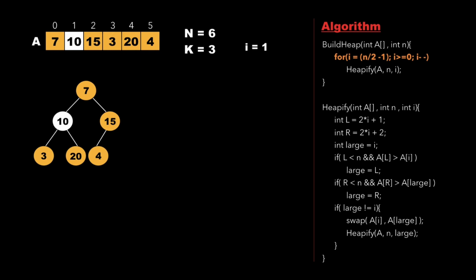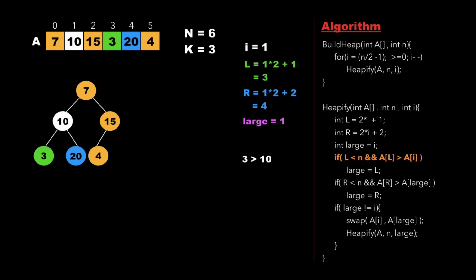And again we decrement the value of i. So now the value of i is 1. That is, we call the heapify function for the parent node at index 1. We also calculate the left and the right indexes, that is 3 and 4. We also initialize large to 1 and then check whether A of L is greater than A of i. That is, we check whether the left child is greater than 10.